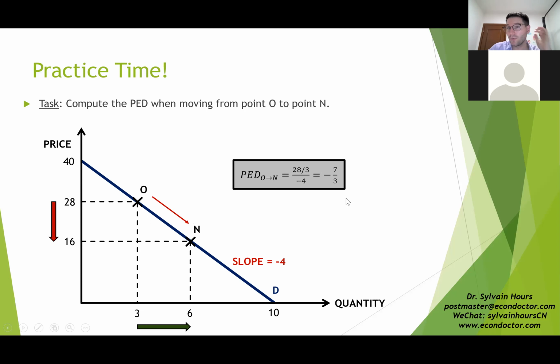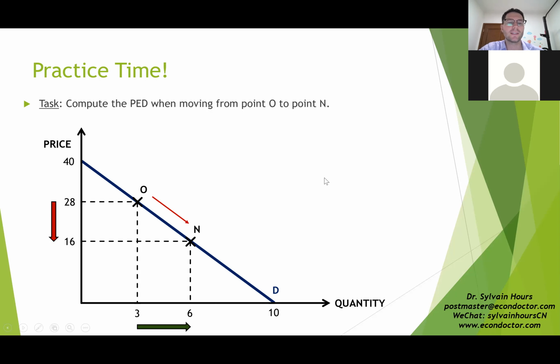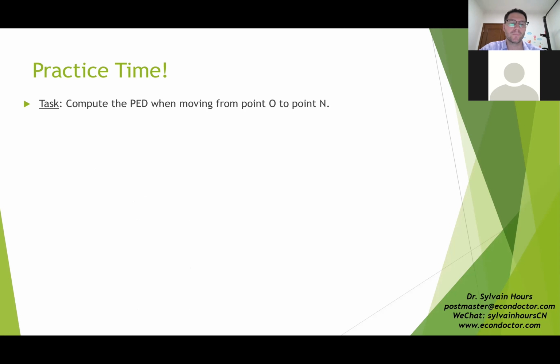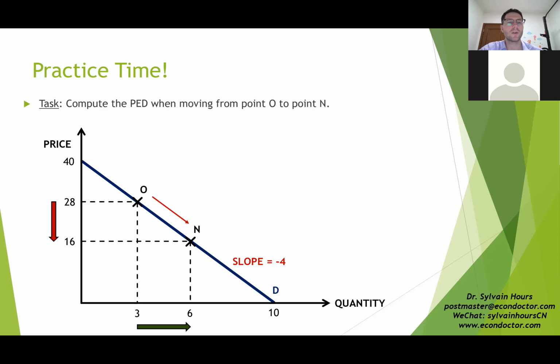But this is only useful if you know the slope of your demand curve and if it's a straight line, okay? In that case, it might actually be useful. Or if you know the slope of the segment that goes from point O to point N. Okay, but you see there is the one step further sign. So I usually do not give this alternative formula to the students, but okay, it's up to you, you decide.